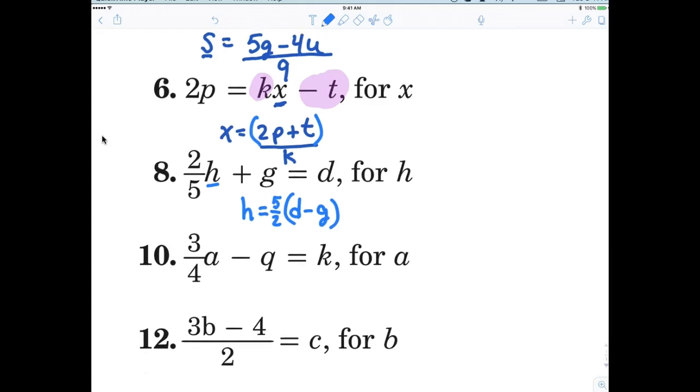But if I did 5 halves d minus g, what are we supposed to do on that? I would just multiply 5 halves times what? D, and then I would subtract what? Which is completely different than if I say d minus g and then multiply by 5 halves.